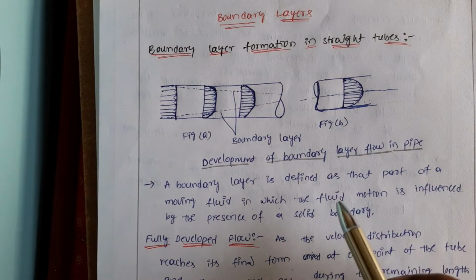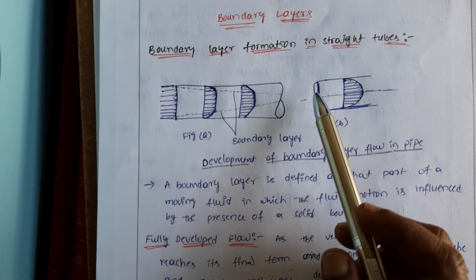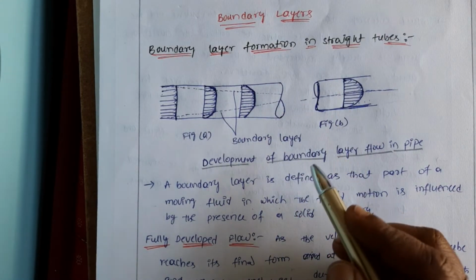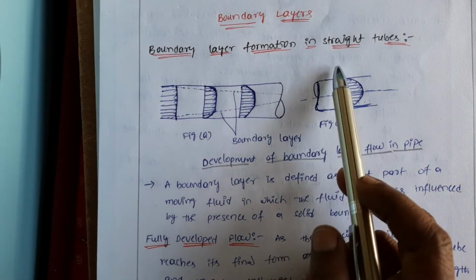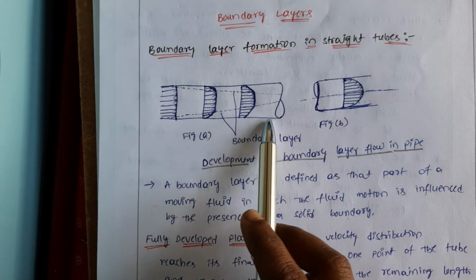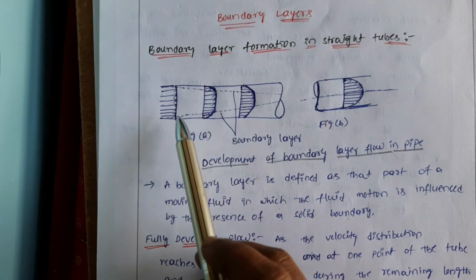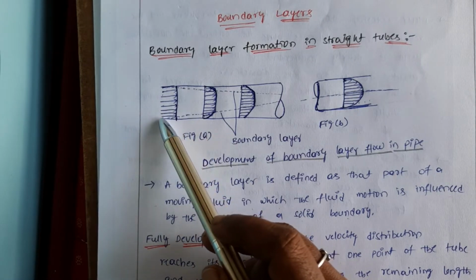So the concept of this problem is the boundary layer formation in the straight tubes. From this we have to calculate the friction factor, the Fanning friction factor. So we will see what the boundary layer is and how it forms in the straight tubes. Let's say this is a thin wall straight tube. The fluid is entering with uniform velocity into the tube at the entrance of the tube.